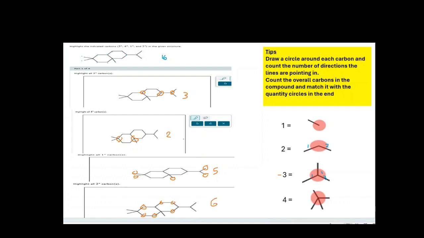And then at the end, I'll just do my tally to make sure that the numbers match. So I have 3. So this is 5 plus 5 right here. That's 10, 16, and it matches up with 16 in the question. So again, fairly simple, just counting carbons.